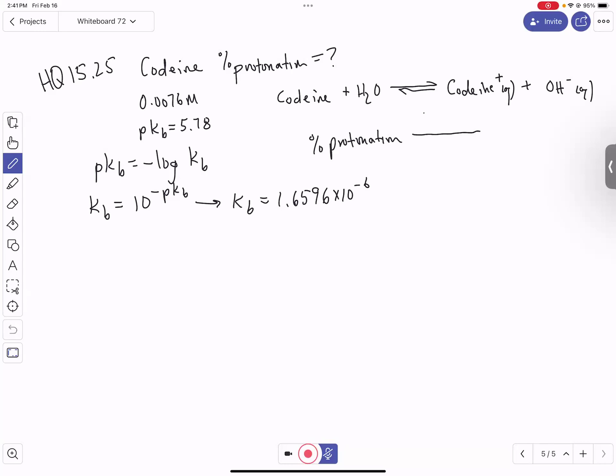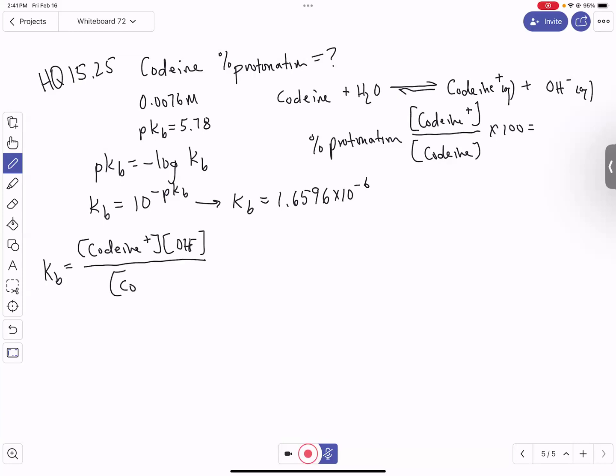So to find our percent protonation, we basically want to know how much of this codeine is protonated out of the total concentration of our codeine that we have at the start of this reaction, times 100 to make it a percent. So we'll set up our Kb. All right, Kb equals codeine as the conjugate acid, hydroxide, all over the concentration of our codeine.